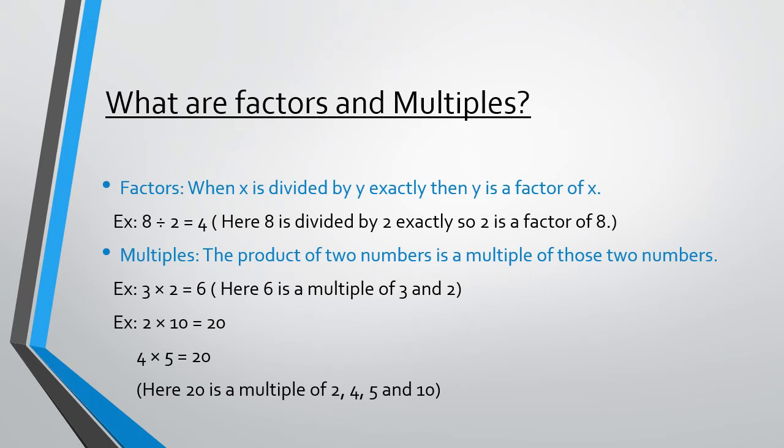Let us see this example. We multiply 2 and 10 to get 20, and 4 and 5 to get 20. So 20 is the product of 2 and 10, and 20 is also the product of 4 and 5. So 20 will be the multiple of 2, 4, 5 and 10.